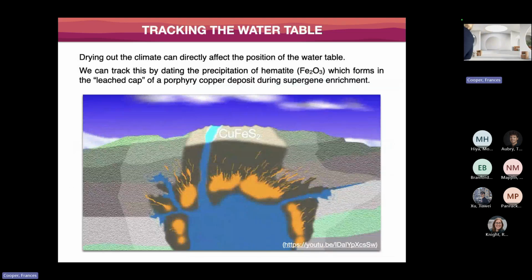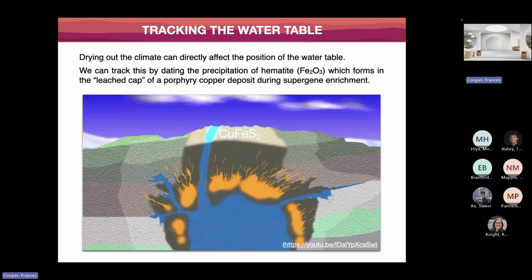So, tracking the water table. As I say, the process of supergene enrichment and leaching of these deposits is directly related to the movement of water through these systems. And drying out the climate can directly affect the position of the water table. So we can track the relative movement of the water table by dating the precipitation of hematite, which is iron oxide, which is basically a byproduct of that leaching process. So I'm going to show a little video to demonstrate this in a second.